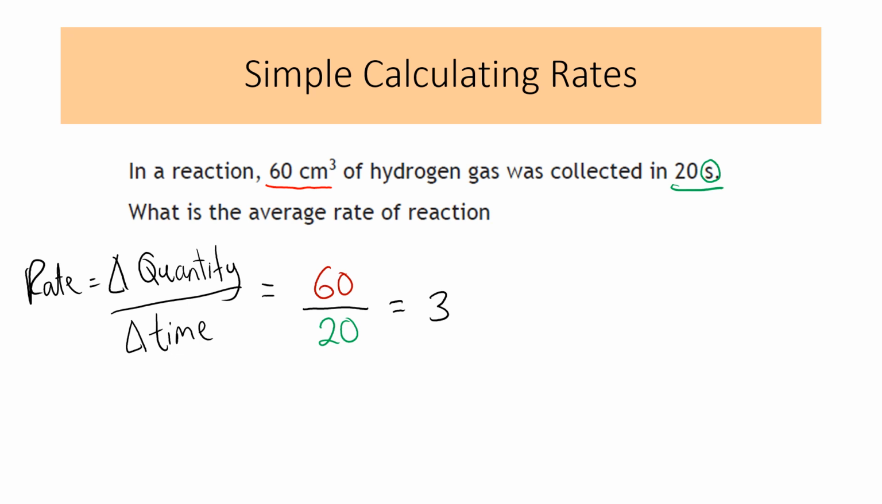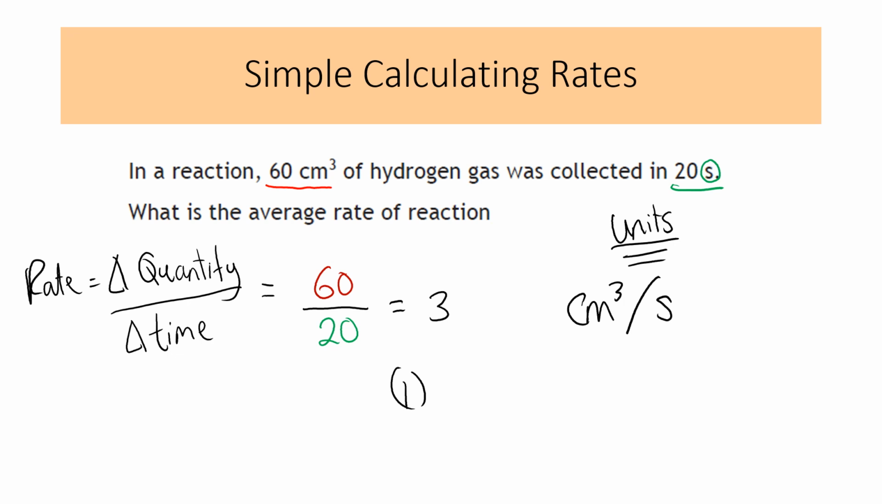Now, if this was a question, we have got 1 mark out of 2 because the second mark is for units. Now, when it comes to units, what we do is whatever our quantity was, we write out the units that were beside it, centimeters cubed. Then we do a forward slash, we look at the units for time and we do that.